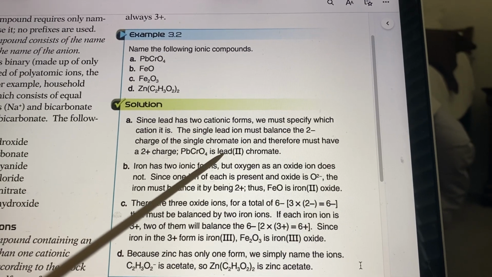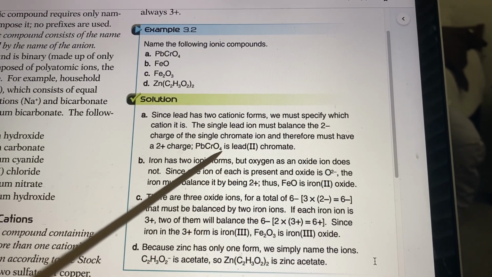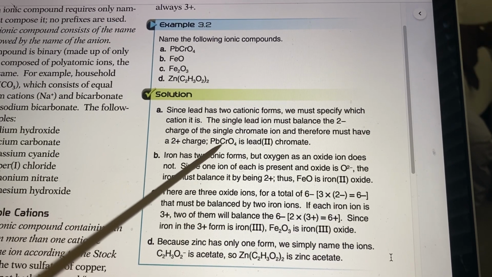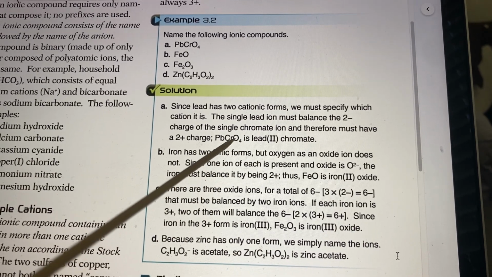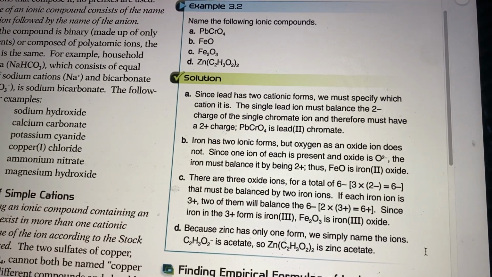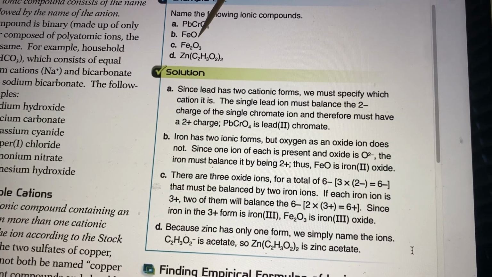So the lead is 2 chromite. So you're going to say that this is lead 2 chromate. You get these from the chart over there, okay? You could look up in that chart on the other page that I just showed you. So let's go on to this one, FeO.